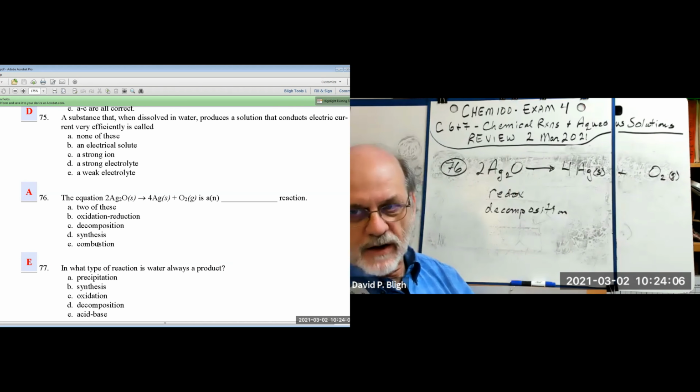Okay, so this reaction is definitely oxidation reduction. Element makes a compound. It's not acid-base and it's not precipitate. It's also a synthesis, but that's not one of the choices.